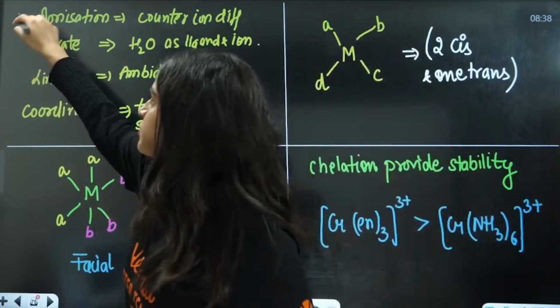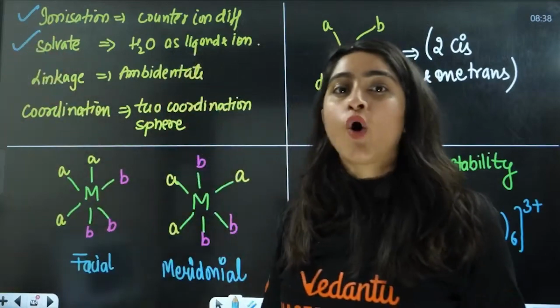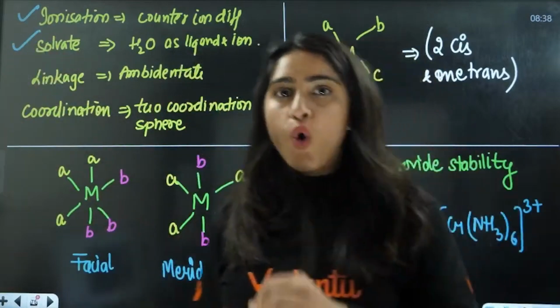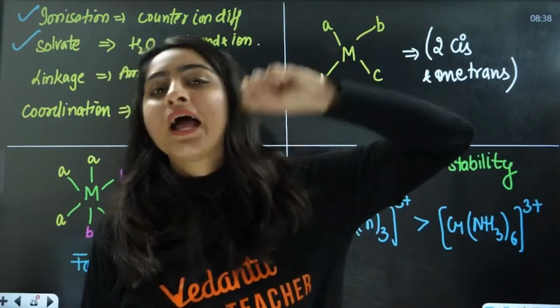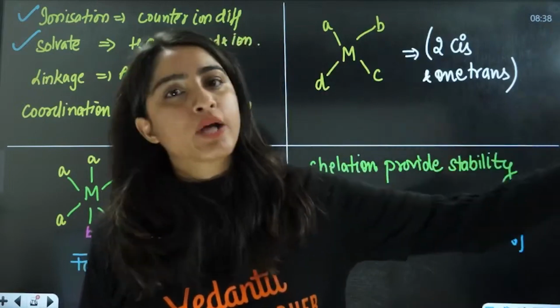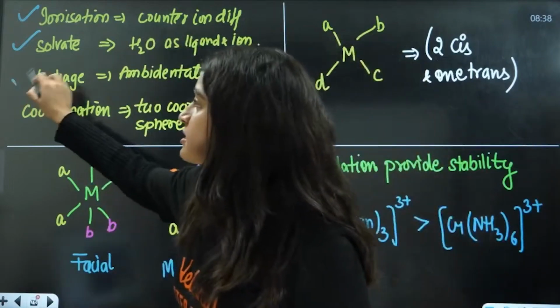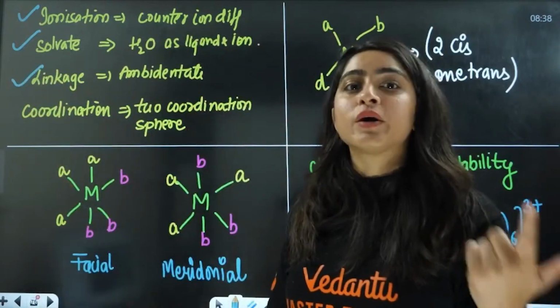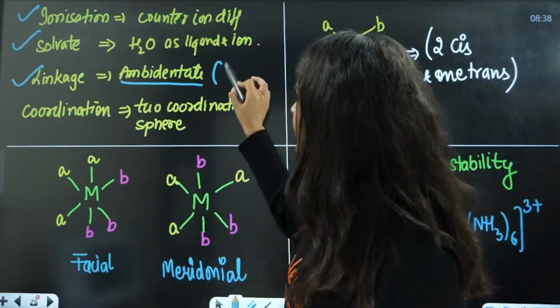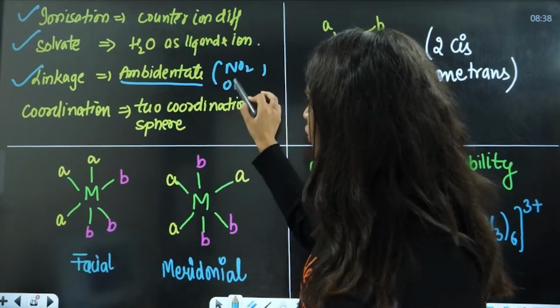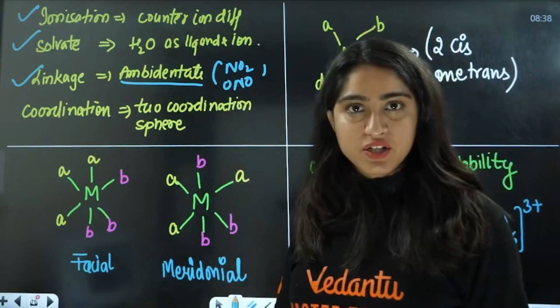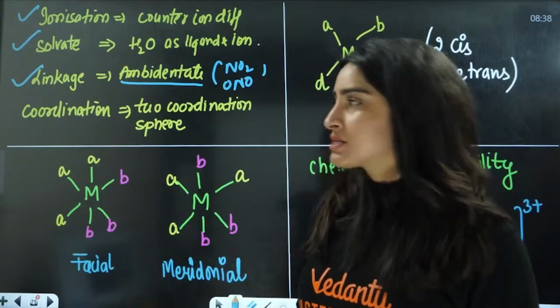That is ionization isomerism. Next, we have solvate or hydrate isomerism. Here, H2O will be inside the coordination sphere in one molecule, and outside the coordination sphere in another. Next is linkage isomerism, shown by ambidentate ligands, for example NO2 and ONO. So there are two different linkages, and these two will be the linkage isomers.